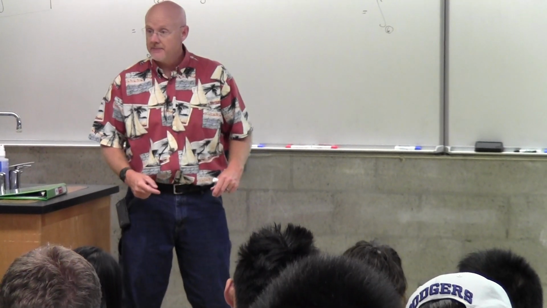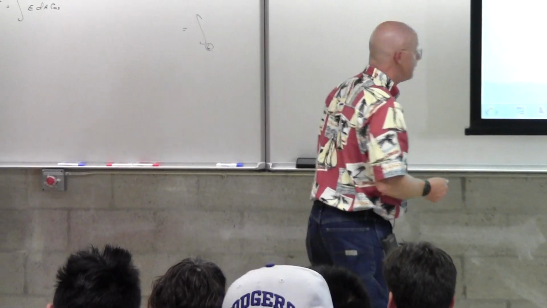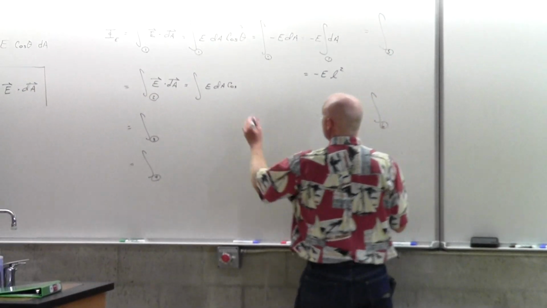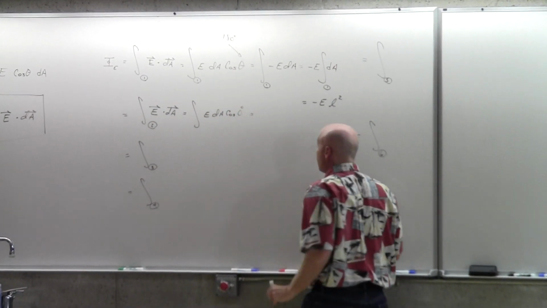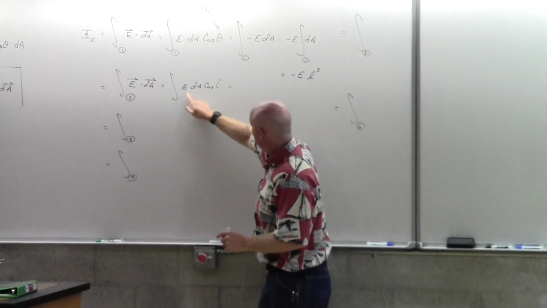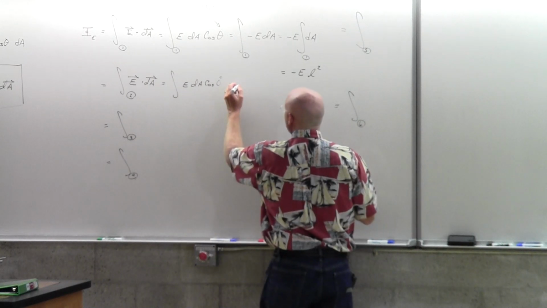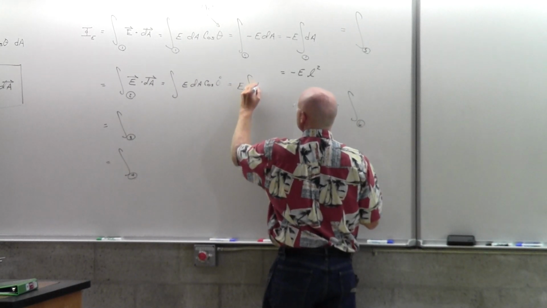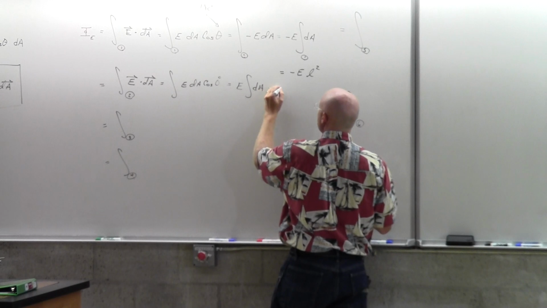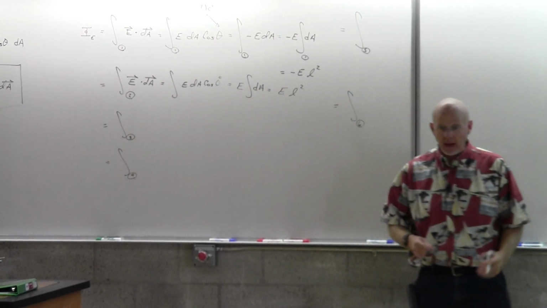Positive x-axis, right? And the electric field is still in the positive x. So what's the angle? 0. So this should be cosine of 0. And of course, what is cosine of 0? 1. And like we did up here, what could you say about the electric field? It's constant. So I'm going to pull out the electric field, and then I just get an integral of dA, and so then I get E times L squared. But I get a positive number.